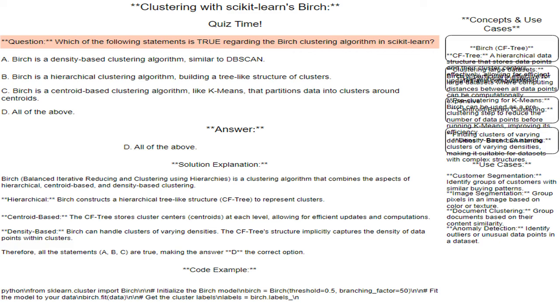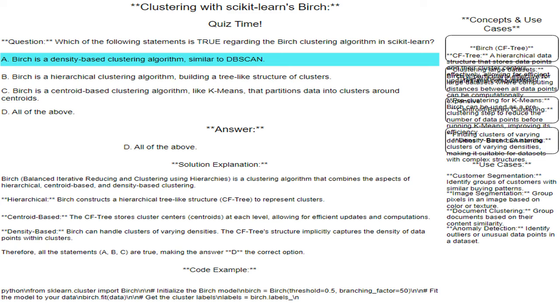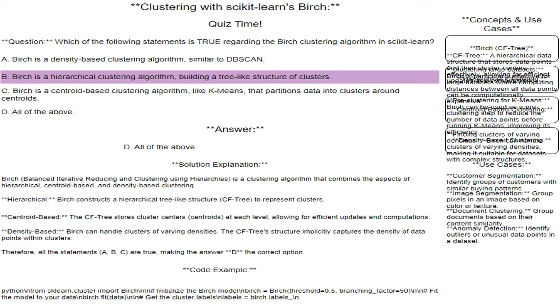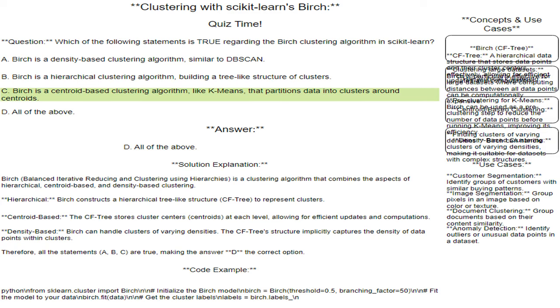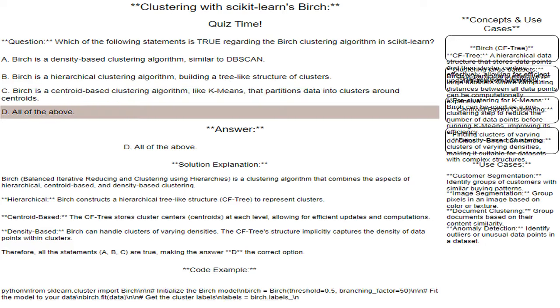Which of the following statements is true regarding the Birch clustering algorithm in sklearn? A. Birch is a density-based clustering algorithm, similar to DBSCAN. B. Birch is a hierarchical clustering algorithm, building a tree-like structure of clusters. C. Birch is a centroid-based clustering algorithm, like k-means, that partitions data into clusters around centroids. D. All of the above.